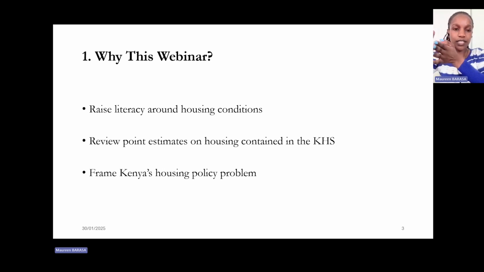So why are they point estimates? Because this was a survey on housing contained from the Kenya Housing Survey. So finally, we'll be framing Kenya's housing policy problem, trying to understand what really is the problem. Is it a shortage of housing units, or is it a different problem in the housing sector?